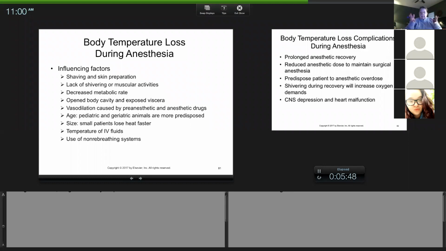So there's some techniques. They cannot shiver and use their muscles. So automatically temperature is going to drop because you're dropping their metabolic rate with anesthesia. And when you drop the metabolic rate, that affects their ability to increase. If an animal wants to increase their temperature, they increase their metabolic rate. You also, if you've got like a spay or an abdominal exploratory, their abdomen is open. They're going to lose heat.